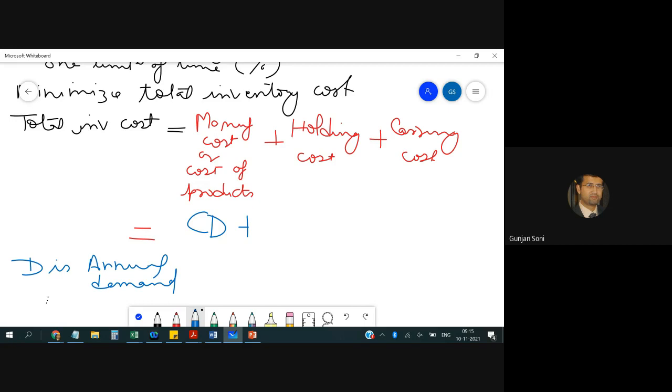And then what will be the holding cost? So holding cost is average inventory which you are carrying for a certain period. So let's say if it is yearly, we are talking about total annual demand we are writing. So holding cost also we are expressing in terms of years. So that will be average inventory multiplied with H into C. Sorry, this is your carrying cost. This is your ordering cost.